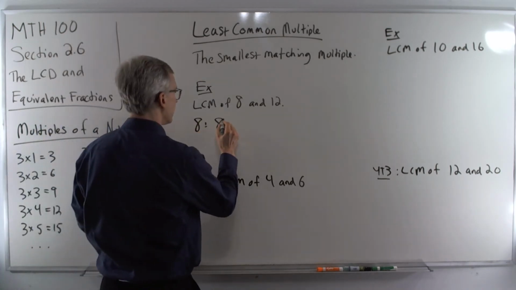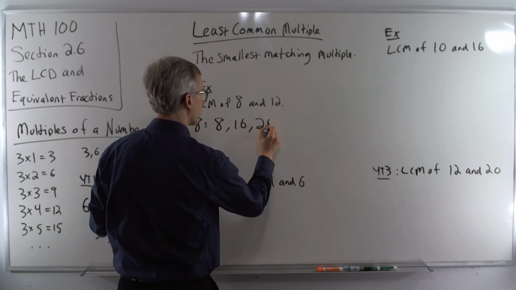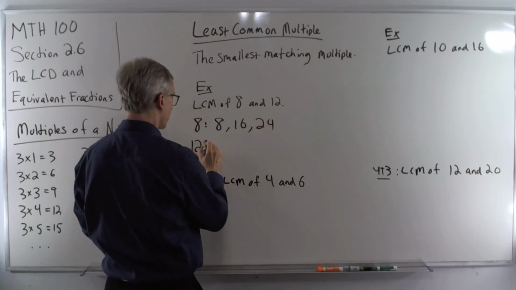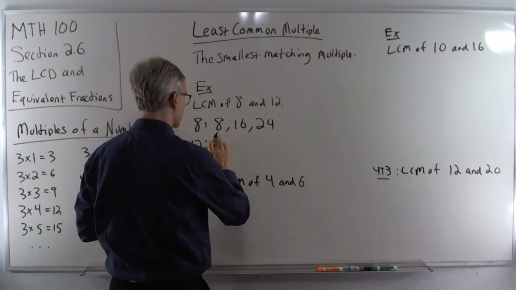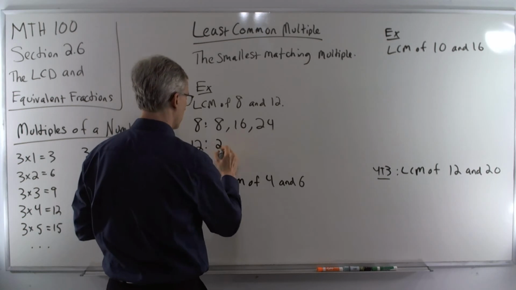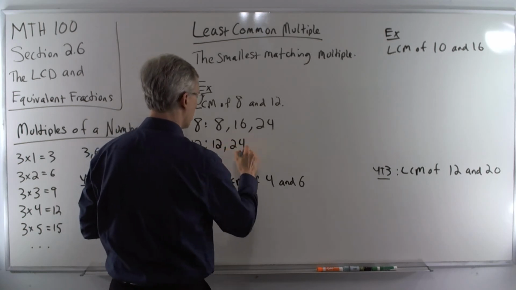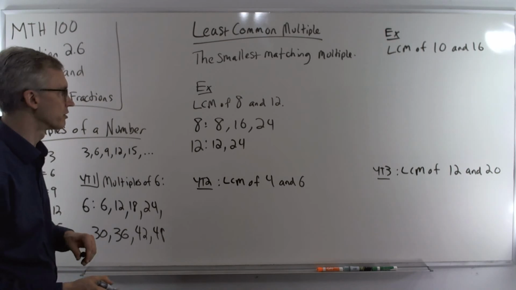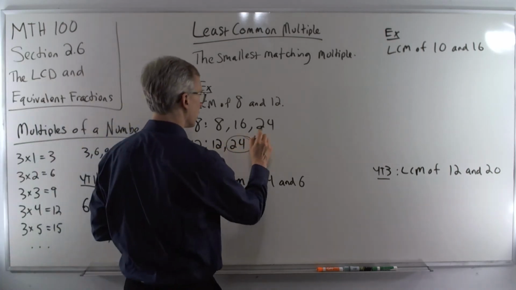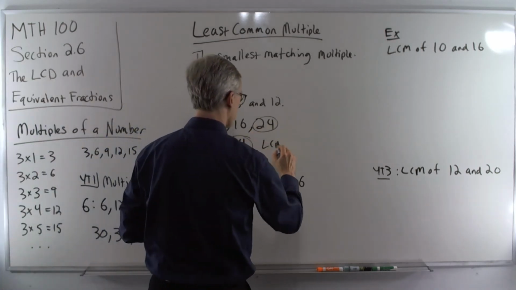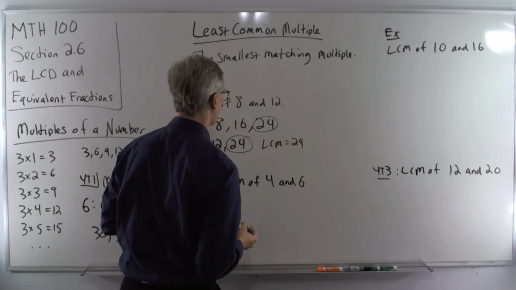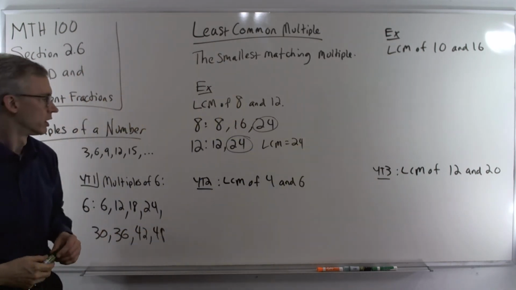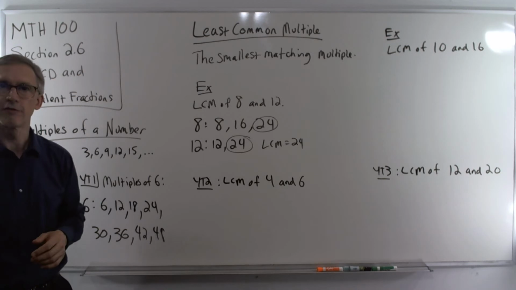So for 8, we got 8, 16, 24, and I usually just like to write out a couple and then go to the next one and see if any matches occur. And there's the first match at 24, making the LCM equal to 24. Your turn number 2, find the LCM of 4 and 6.